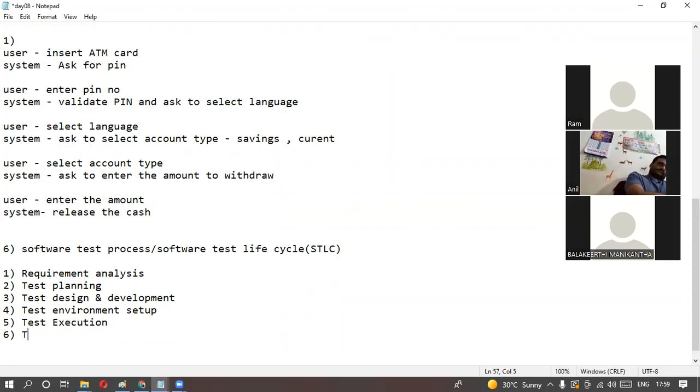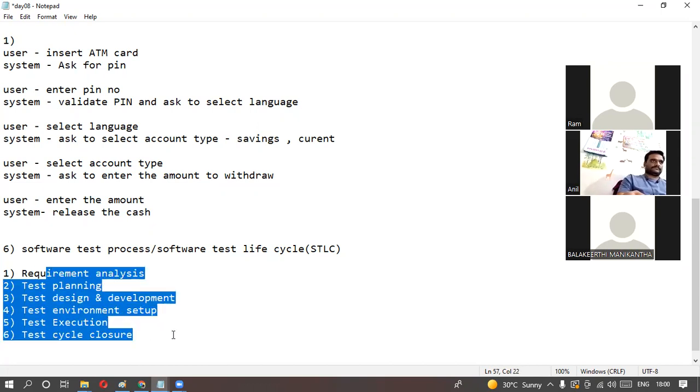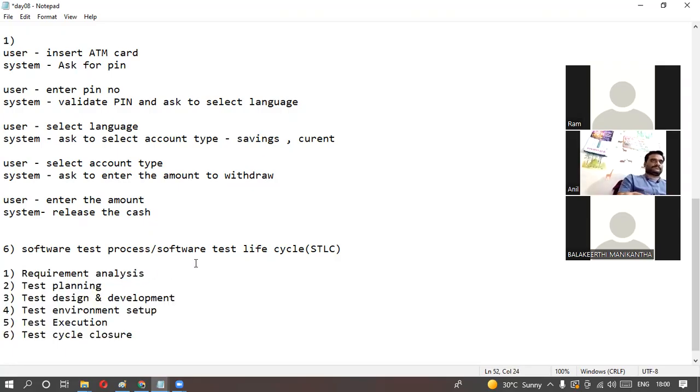I mean, once we are done with the test execution, all the defects are closed, and all requirements are tested, then we close the test cycle. Okay, so these are all the phases. You should memorize all these steps by heart. Now we will discuss them one after another.